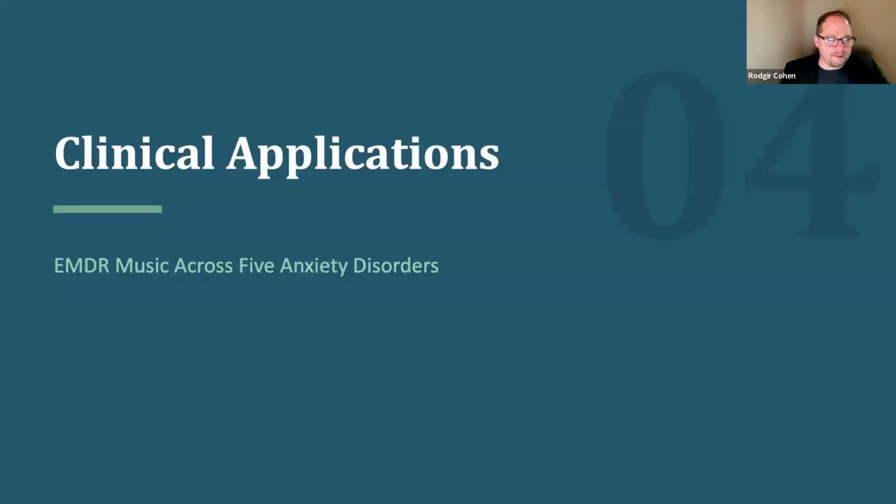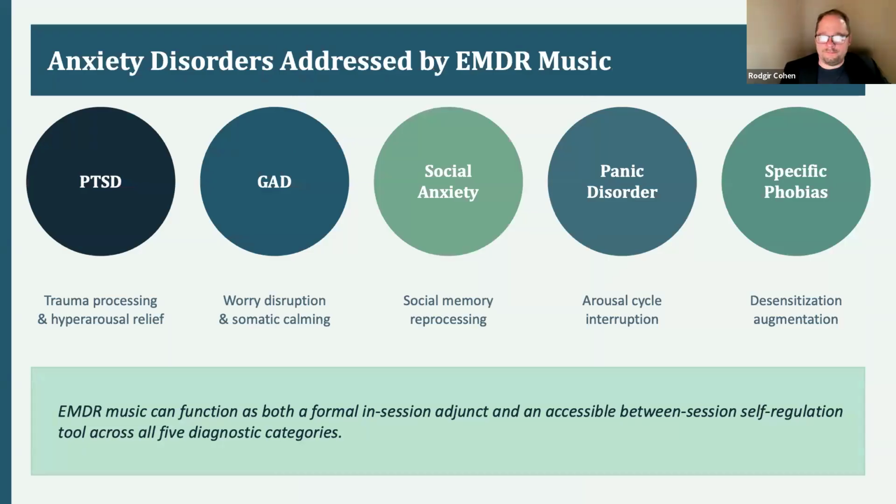So we see different clinical applications of this. We see it in PTSD, in GAD, social anxiety, panic disorder, and different phobias. Each has a slightly different mechanistic profile for how EMDR helps. For PTSD, it's primarily trauma memory reprocessing. For GAD, it's worry cycle disruption through working memory. For social anxiety, it's reprocessing the socially traumatic memories. And for panic disorder, it's physiological arousal interruption. So each one has a different way to rewire the response that happens within the person.